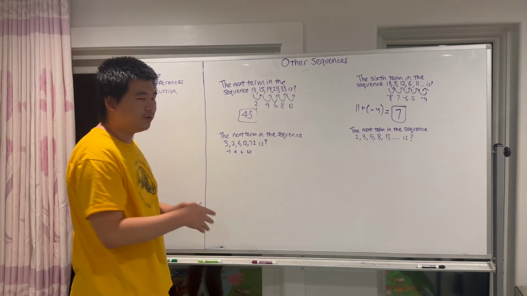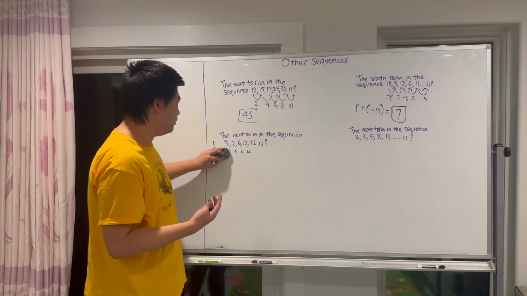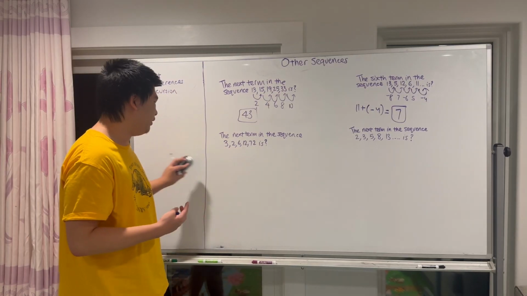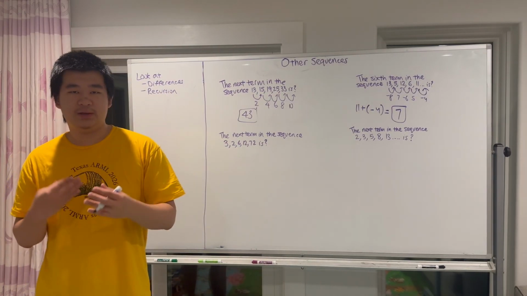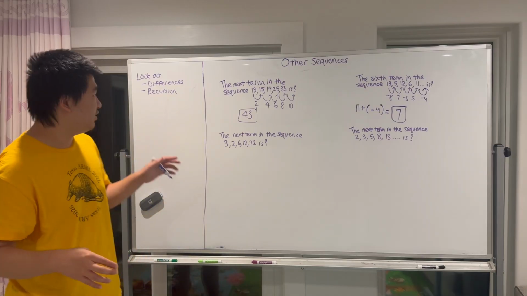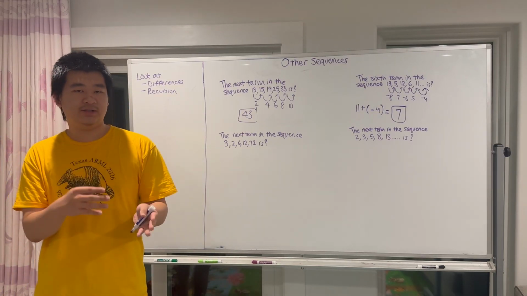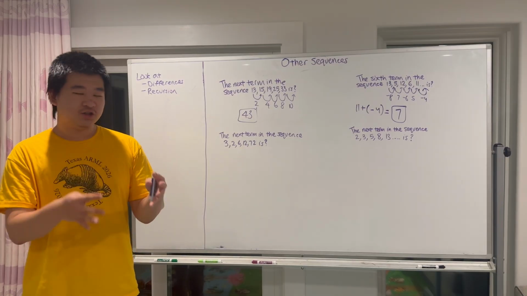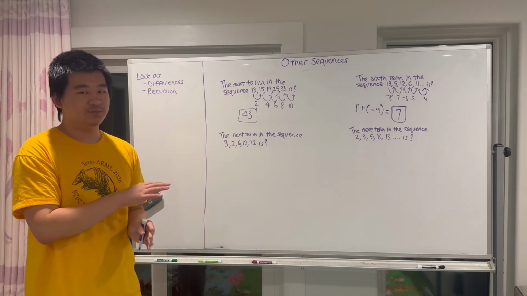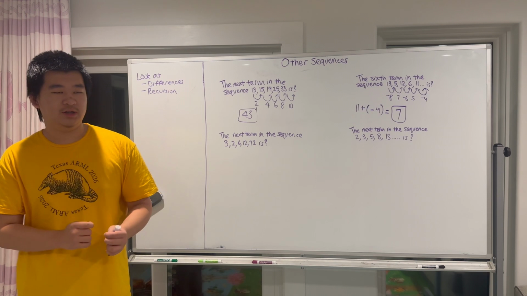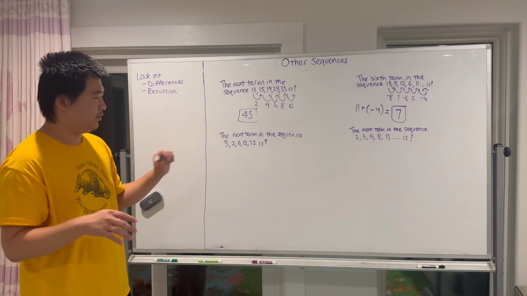So we know that looking at the differences is going to be barking up the wrong tree here, running into a dead end. And so here is where we introduce the second kind of question that number sense likes to give you, recursion. So recursion is kind of like an arithmetic sequence or a geometric sequence. Each term is kind of derived from the previous ones.